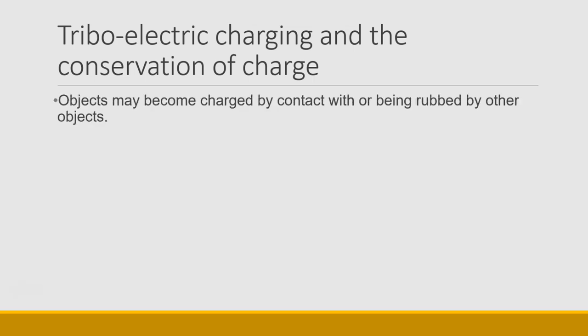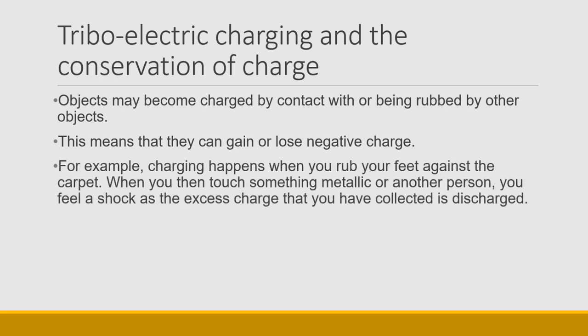Now we need to talk about tribo-electric charging and the law of charge conservation. Objects can become charged by contact or by being rubbed with another object, which means that through the rubbing process, these objects can gain or lose negative charge, meaning that they can gain or lose electrons. Now, not all objects have the potential to gain or lose electrons.